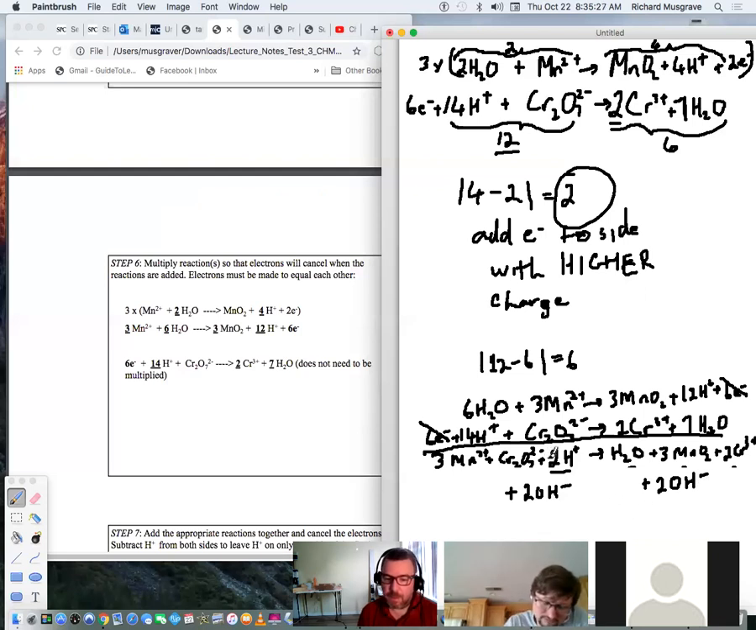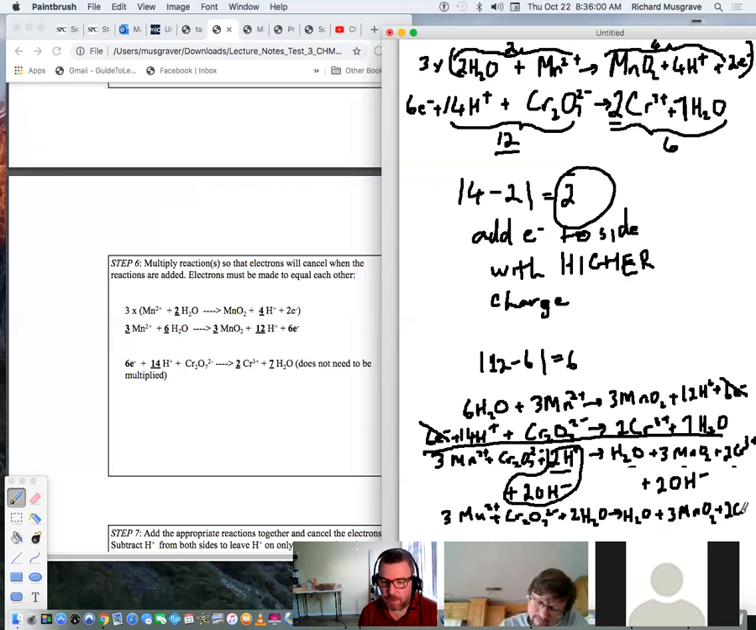Now, if I do that, then the two H pluses and the two OH minuses react together. And what that will do is it will form water. So it'll be 3Mn2+ plus Cr2O7 2- plus 2H2O gives H2O plus 3MnO2 plus 2Cr3+ plus 2OH minus, the OH minus we added.